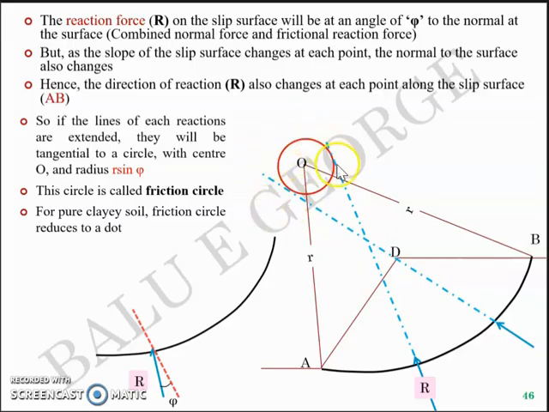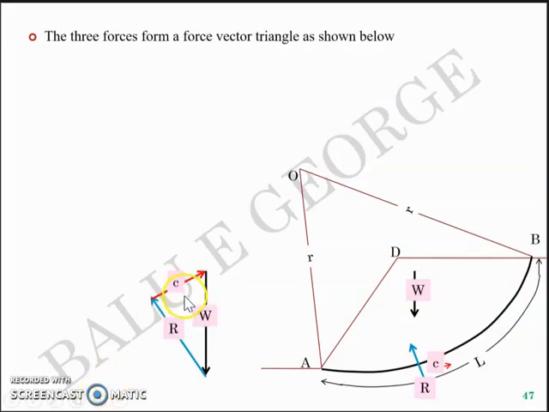So this circle with the red line is what we call a friction circle, whose center is O and the radius is r sine phi. And the three forces that we discussed, W, R and C, form a force vector as shown below. So W is here, the weight that passes through the centroid, R is here, the reaction, and C is here, the cohesive force. So all these three forces, when put together, form a force vector triangle as shown below in this figure.